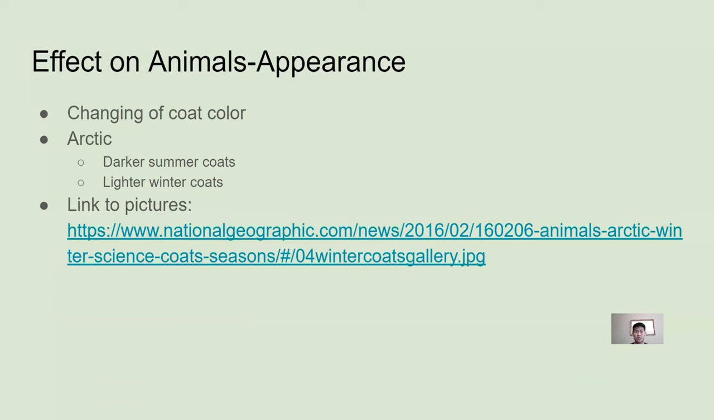A lot of animals, especially in the Arctic regions, have different fur colors due to the different seasons. In the summer months, they'll have a darker fur color, and then in the winter months, they'll have a lighter fur color. And this is due to several reasons. One reason is that it helps these animals blend in to their environment and have camouflage. So I'll show some of these pictures.